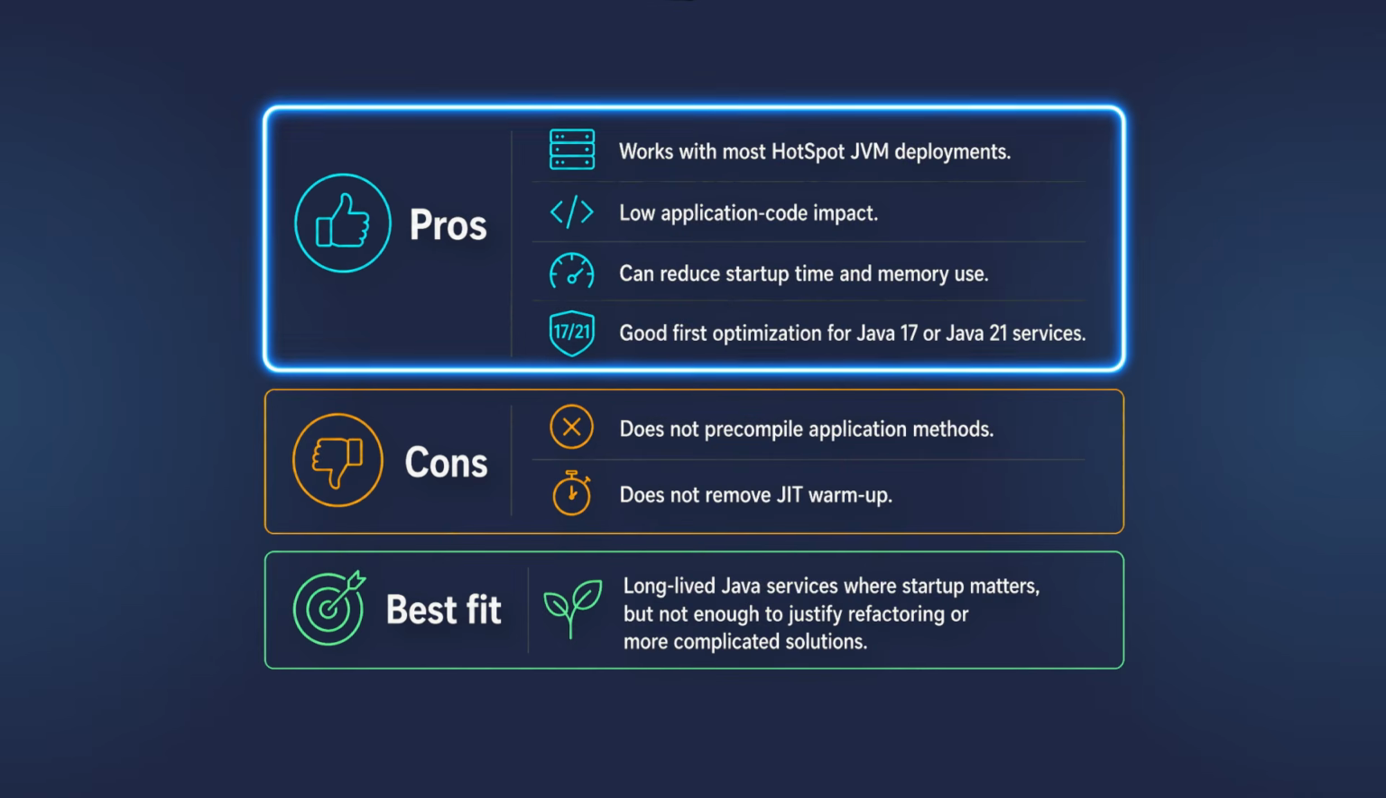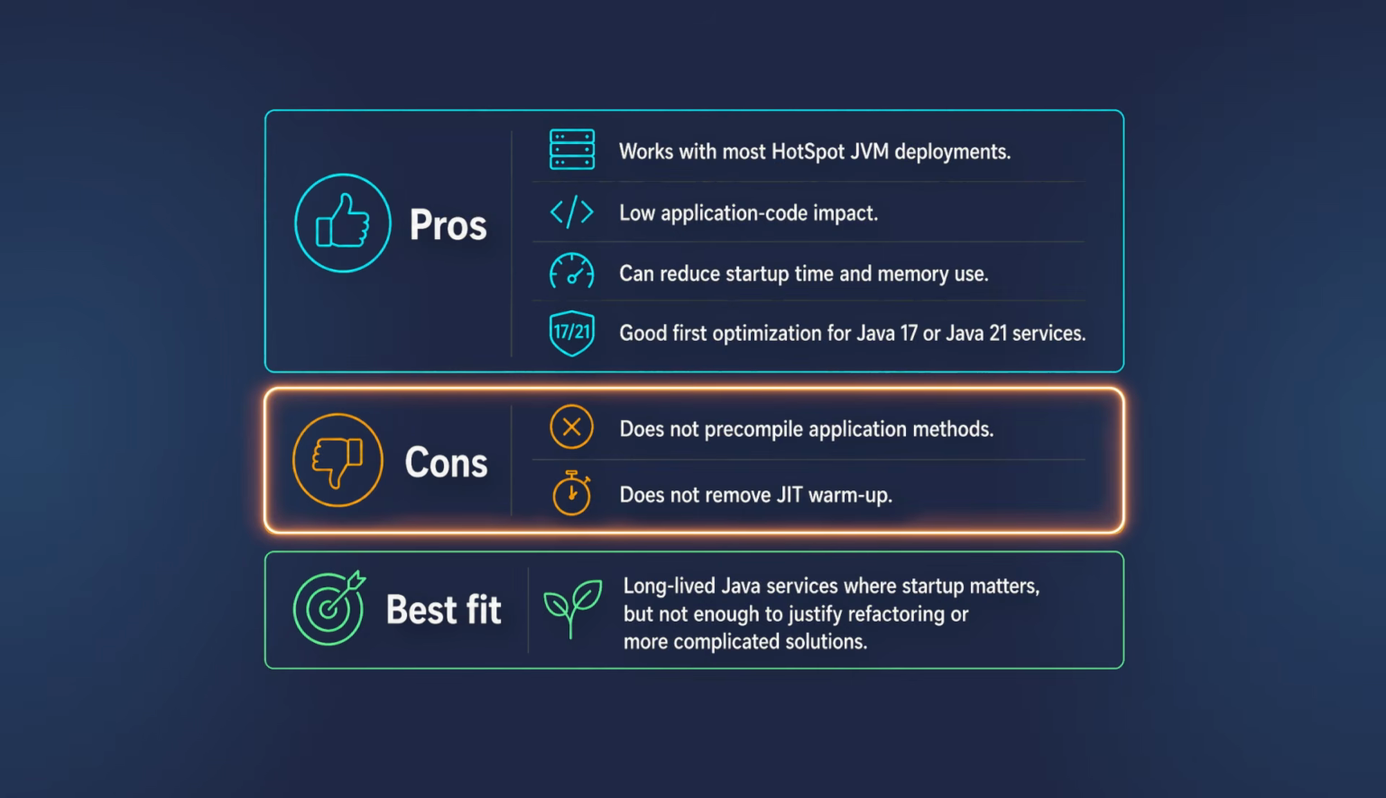Well, the benefit of AppCDS is that it works with most, if not all, HotSpot JVM deployments. It doesn't require any code refactoring, and it doesn't require any complex process to be built up. And it can reduce the startup and even a little bit the memory use, especially if several JVM instances use the same archive. And well, basically, it's a good first optimization for Java 17 or 21 services.